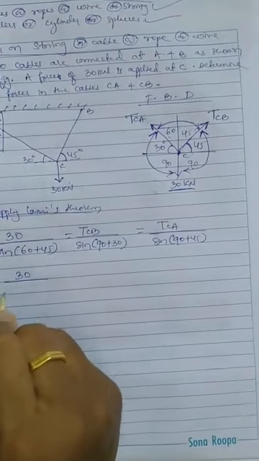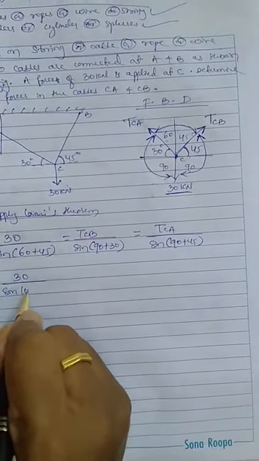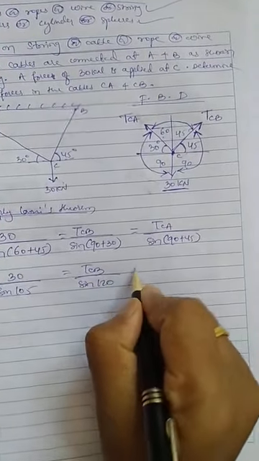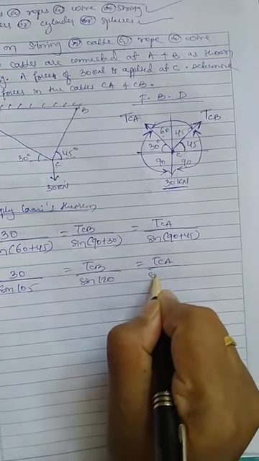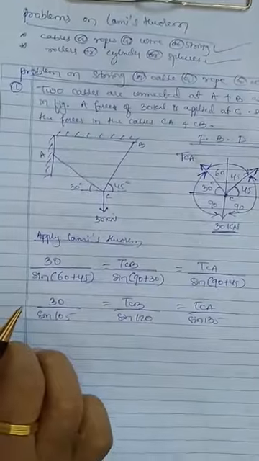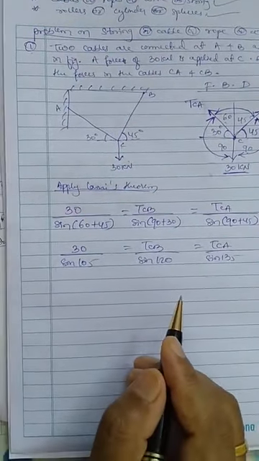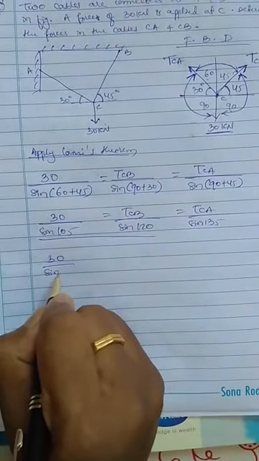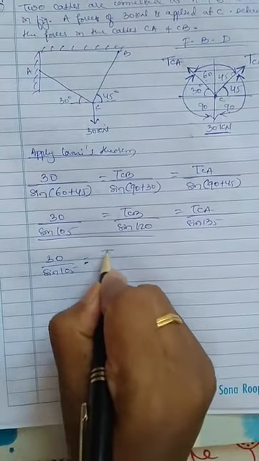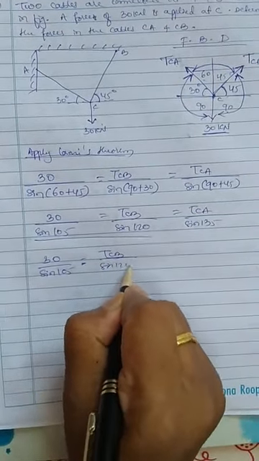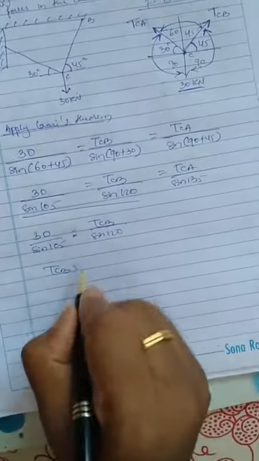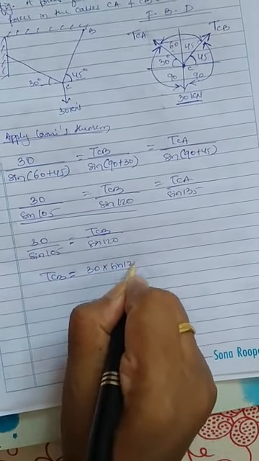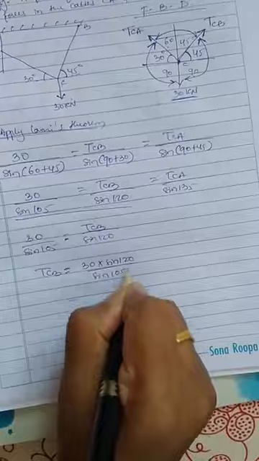So this becomes 30 divided by sine of 60 plus 45, which is 105, equal to TCB divided by sine of 120, equal to TCA divided by sine of 135. Now the question asks to calculate the tension in CB and CA. First consider the first two. 30 divided by sine 105 is equal to TCB divided by sine of 120. We want TCB, so just cross multiply: TCB is 30 into sine 120 divided by sine 105.